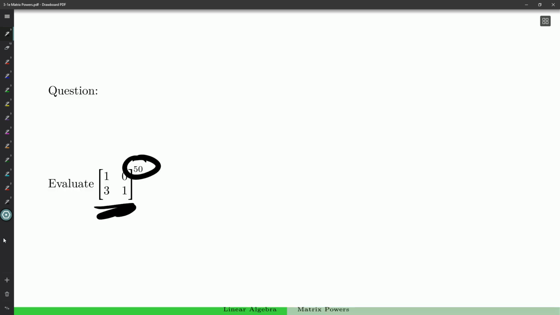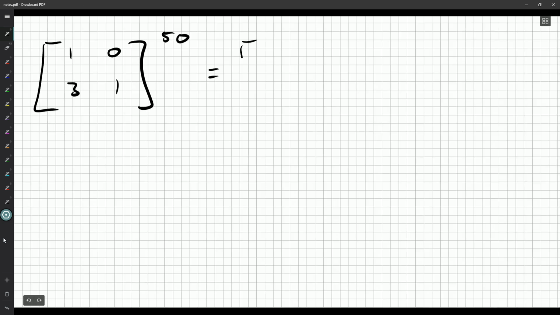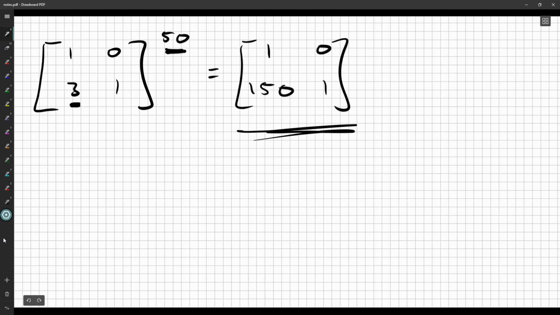So now that I understand the pattern, now that I understand how the powers of this matrix work, we can answer the question. They asked us for this to the power 50. So what would that be? We get the 1, 0, and 1 that we've seen every single time. And then 3 times 50. So that'll be 150. And there's our answer.